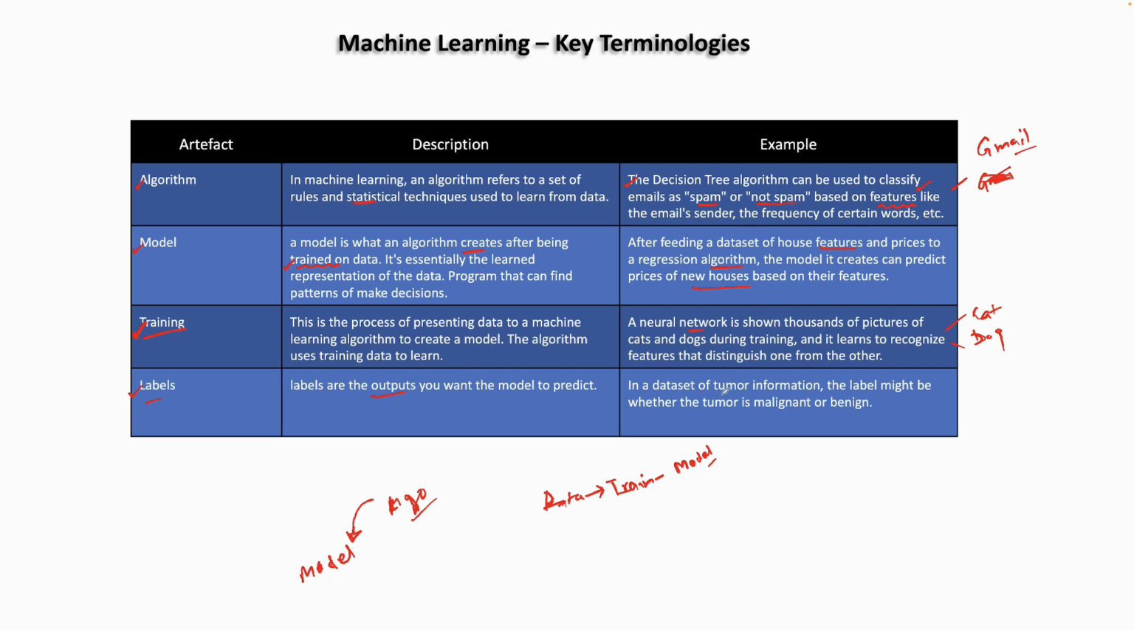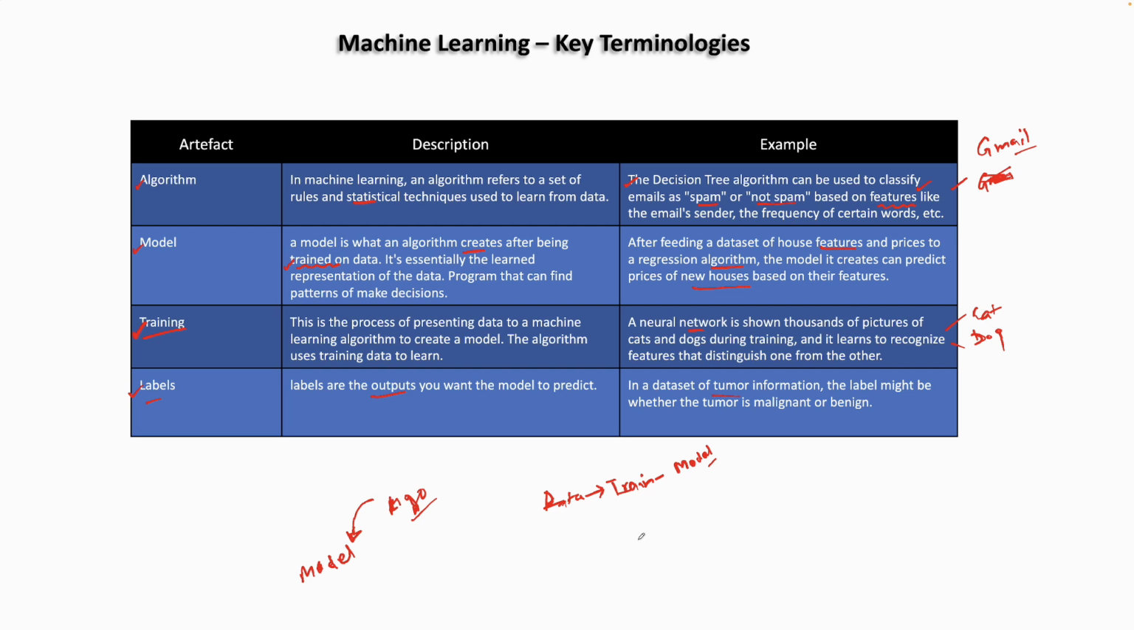And here we take an example of a tumor. Say you want to see whether the label might be whether the tumor is malignant or benign. Malignant means the tumor is really dangerous, and benign means that it's fine. It's not a major issue, right? So just take an example from healthcare.